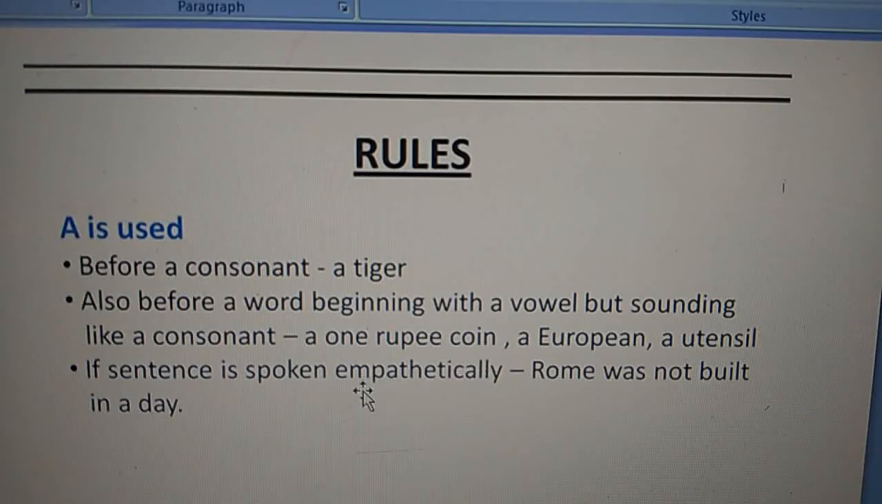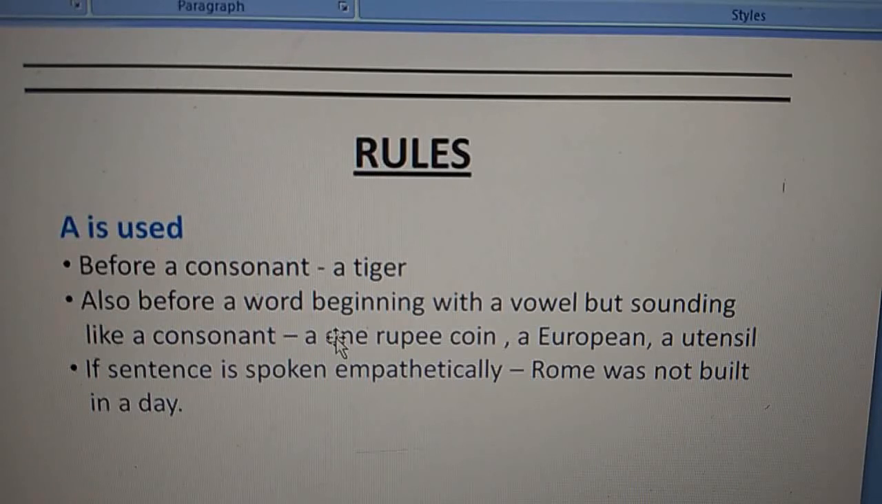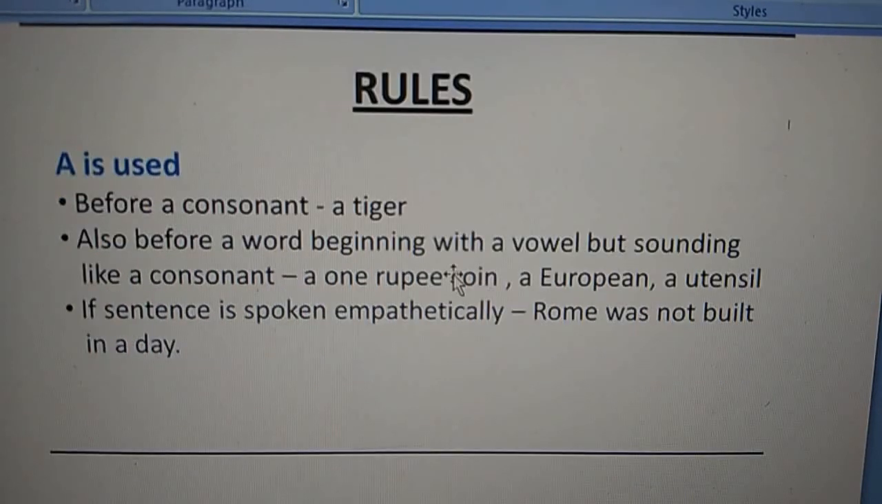Look here children. 1 is starting with O. But we have not put an before it. Why? Because the sound of O here is 'wun'. So a 1 rupee coin. Now look at the second example. A European.